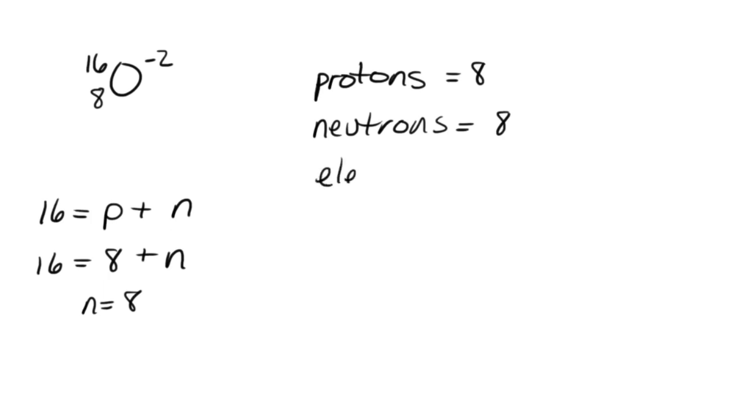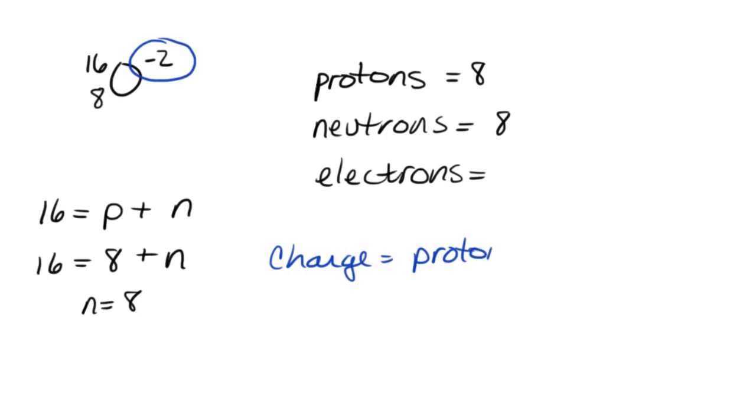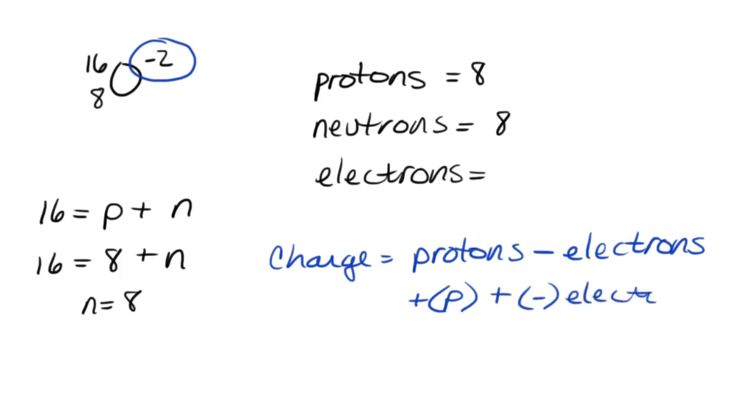And then that brings us to our number of electrons. To calculate the number of electrons, I'm going to utilize the information here in the charge. When I see this -2, that means that my charge is going to be equal to the number of protons minus the number of electrons. The reason I have the minus there is because the electrons have that negative charge. Another way to look at this is we could say it's going to be the positive protons plus the negative electrons. That would just be another way to write it.